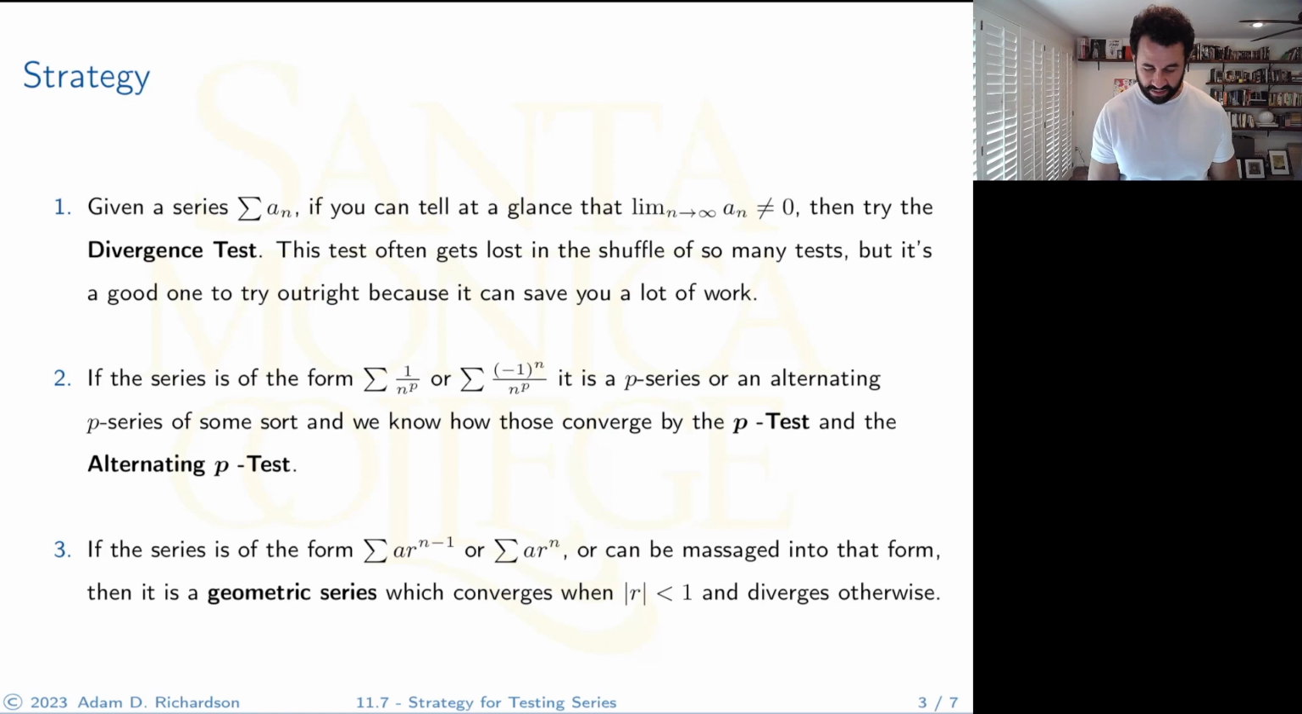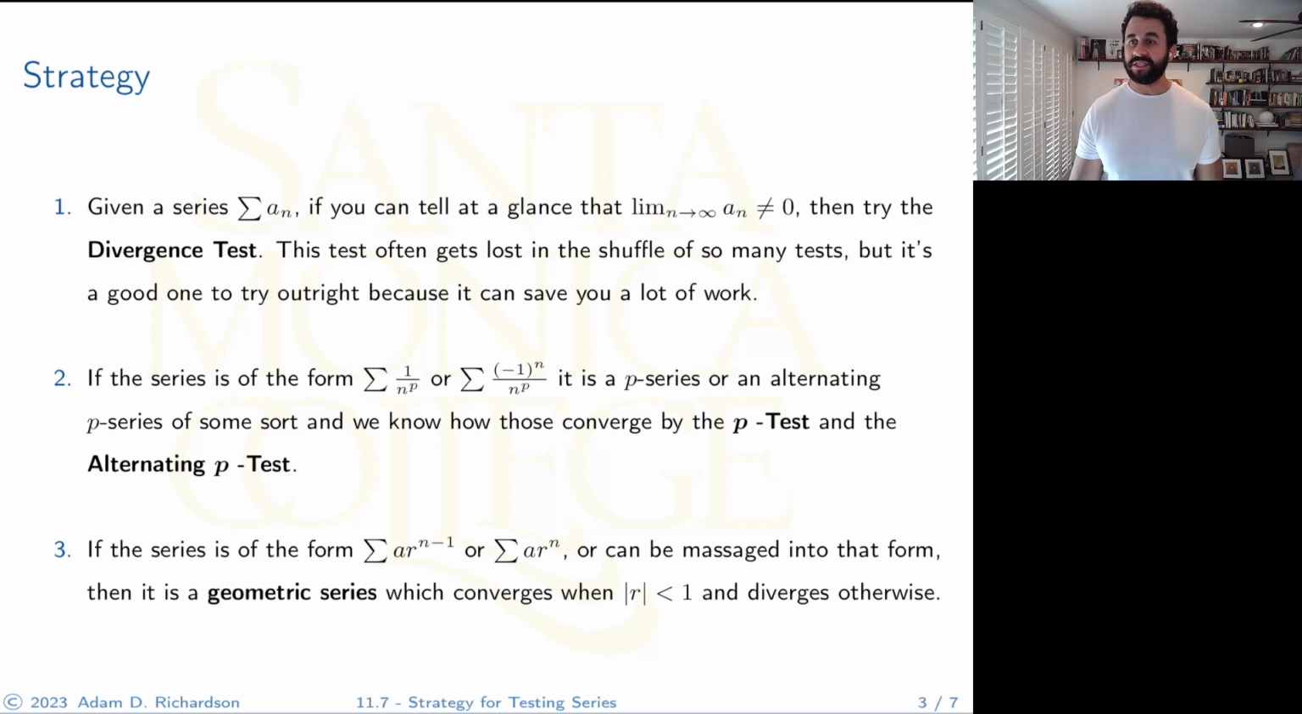Given some series, if you can tell at a glance that the limit of the terms is not 0, then try the divergence test. This test often gets lost in the shuffle because there are so many tests, and it's really easy to just forget the test for divergence. Literally, look at this sequence and see if it goes to 0. If it doesn't go to 0, then your series doesn't converge. So if you can tell that this thing doesn't go to 0, try the divergence test.